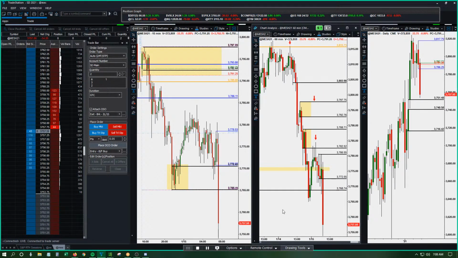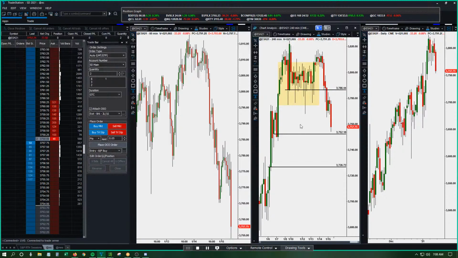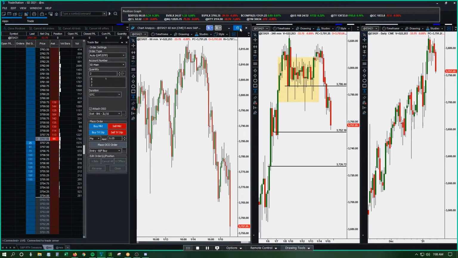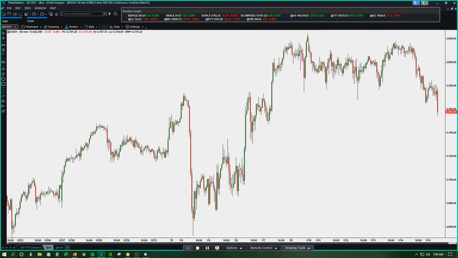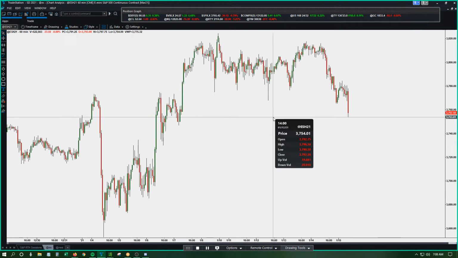Take a look at the 240 minute. We've come deeper into this range right here. 60-minute, no markup on the chart, just to see a clean picture. That's the ES.